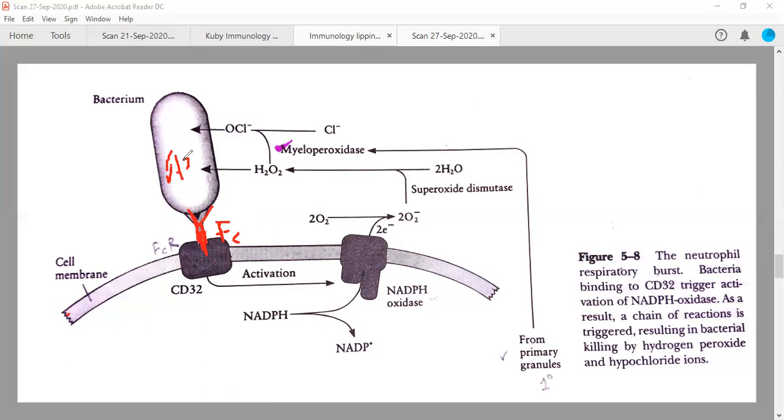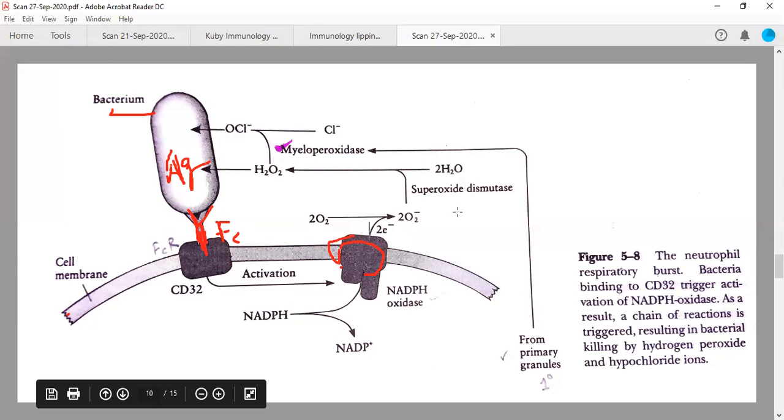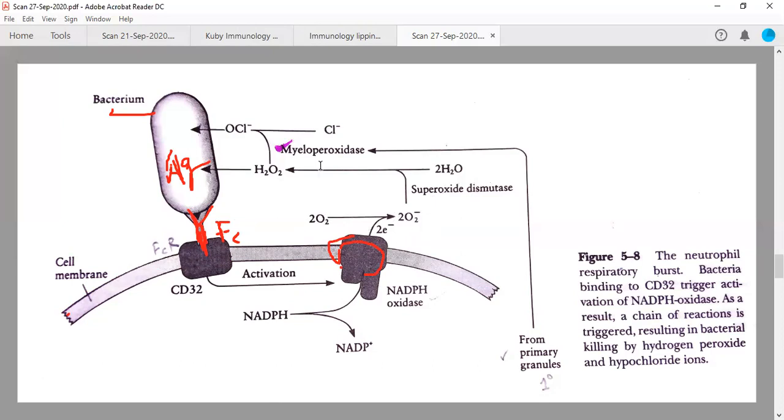Antigen, right? So this antigen is a bacterial cell, suppose. It is also written here, this is a bacterium. What will happen? NADPH oxidase, an important enzyme, as we have discussed in reactive oxygen species formation, is the first enzyme which will convert oxygen into the superoxide radical or anion, right? Then superoxide dismutase and myeloperoxidase will convert it into hypochlorous acid.